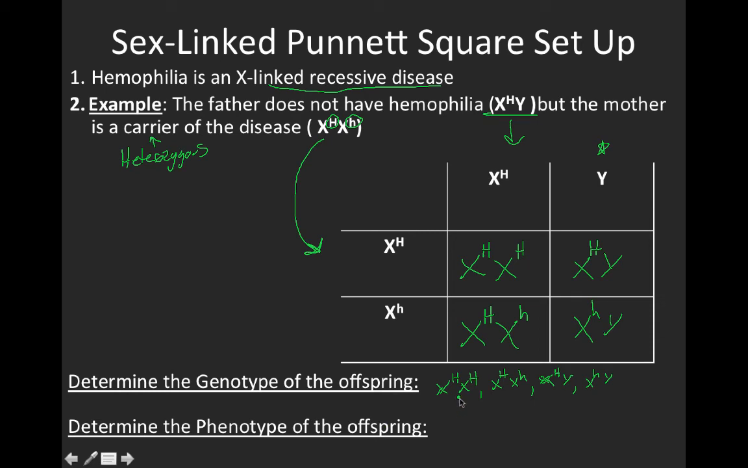Phenotypes need to be written out as well. So as far as phenotypes go, we could just say that there's a female. We'll say female, a normal female. We'll just say it that way, normal female. And then we could have a normal male or hemophilia in the male as well. All right, so there are three phenotypes shown here. There's normal female, normal male, and a hemophilia male.